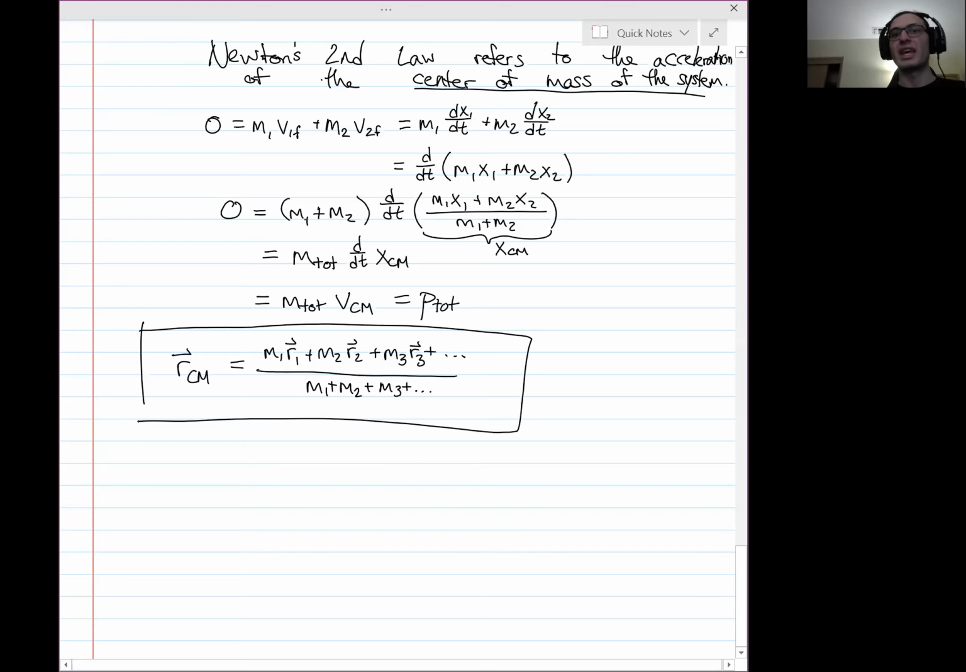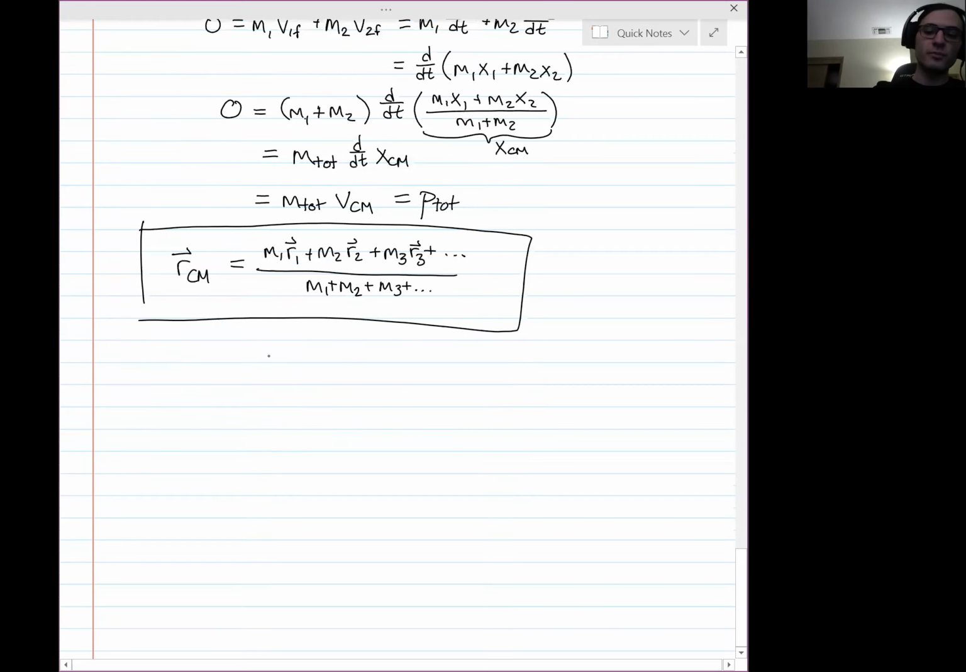And so if you want to look at the position in the x direction, the center of mass in the x direction is m1 times x1 plus m2 times x2, and so on and so forth, divided by m1 plus m2 plus ... And then you can do the same thing for the position of the center of mass in the vertical direction: m1 times y1 plus m2 times y2 plus ... divided by m1 plus m2 plus so on.